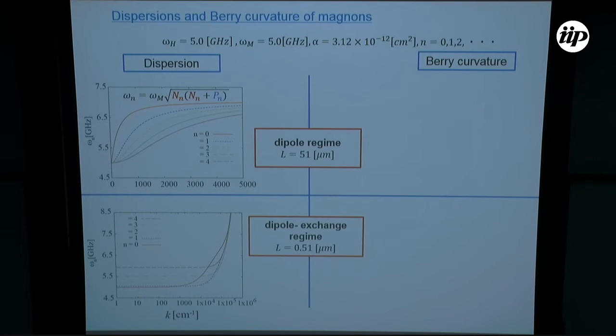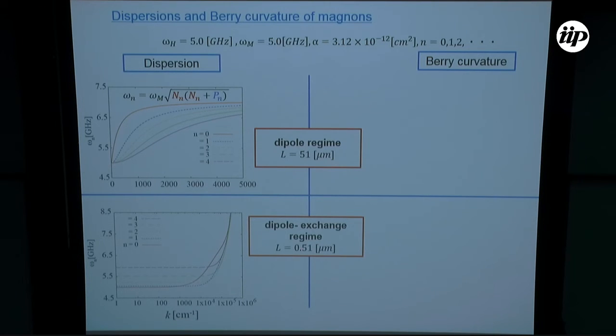So, for example, we are now calculating the Berry curvature for magnons by including the exchange coupling. For only dipolar coupling, the dispersion is like that with a degeneracy at k equal to zero. But if we include the exchange coupling, then the dispersion is somewhat changed. In the latter part, we have the logarithmic scale, so they seem to be very different. But in fact, they are not so different, of course. There's some degeneracy lifted at k equal to zero.